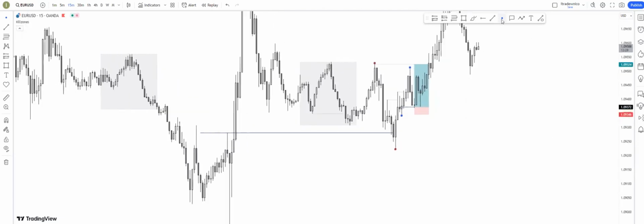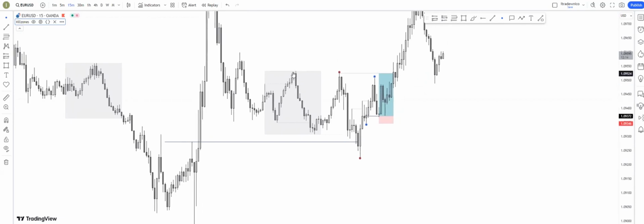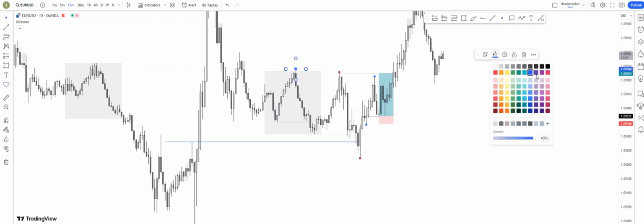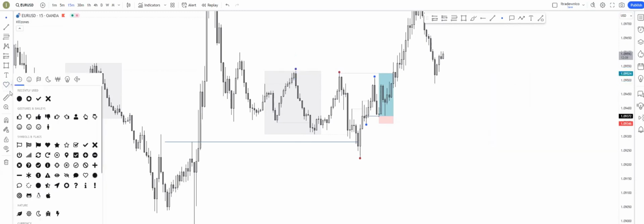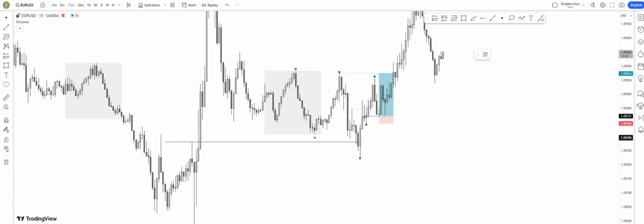So since we have our inducement right here, we could be able to take a nice short right here during London, right? So if we break this down onto this perspective, we have our high right here. Let's make it purple. And our low right here, right? Why we can take out the low?